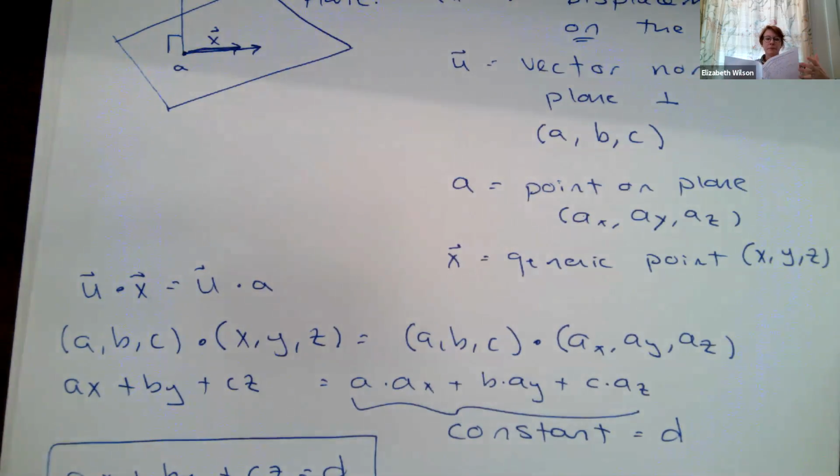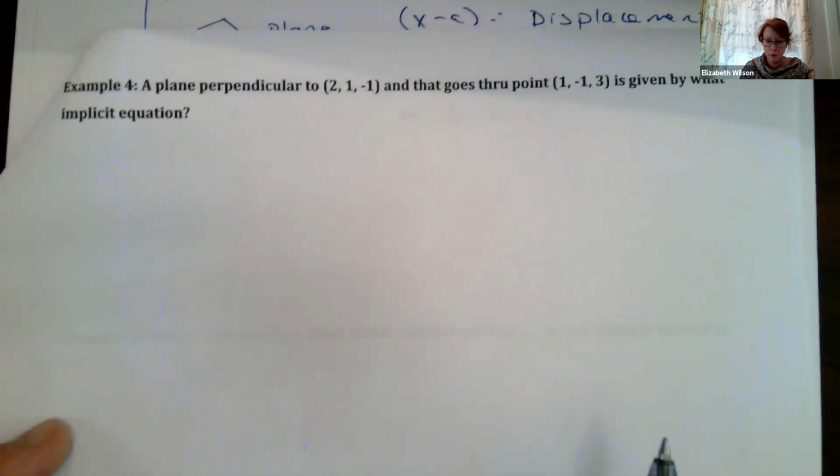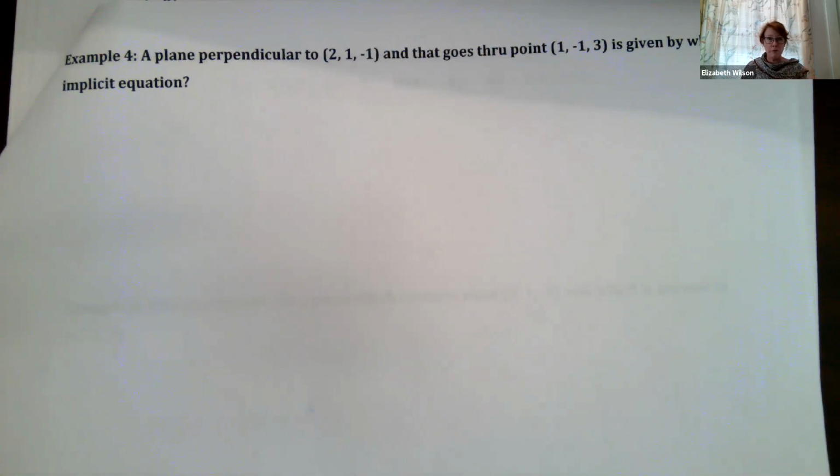Now I'm moving on to example 4. We're going to keep talking about our implicit equations for lines and planes. We're going to work through some more examples in class, and then I've got classwork for 1.5 that I'll work through and keep going. In the meantime, you can ask me questions about classwork or homework or what have you for 1.3 and 1.4.